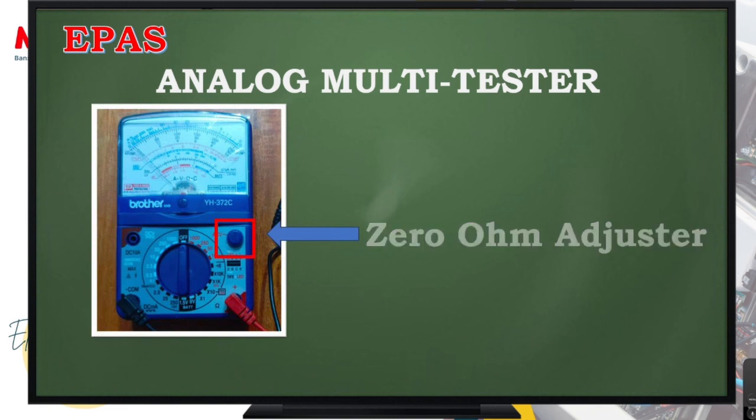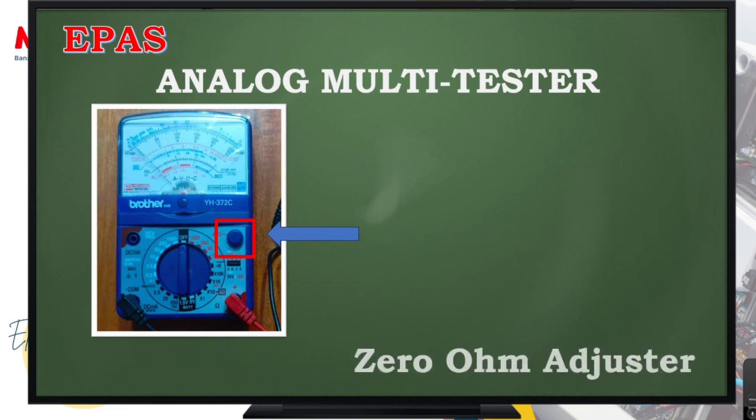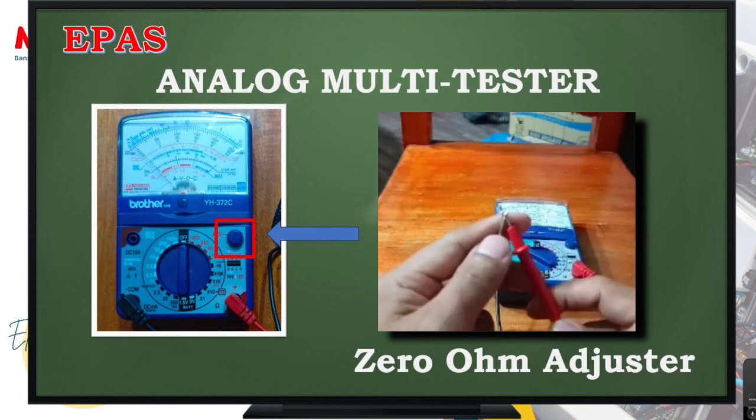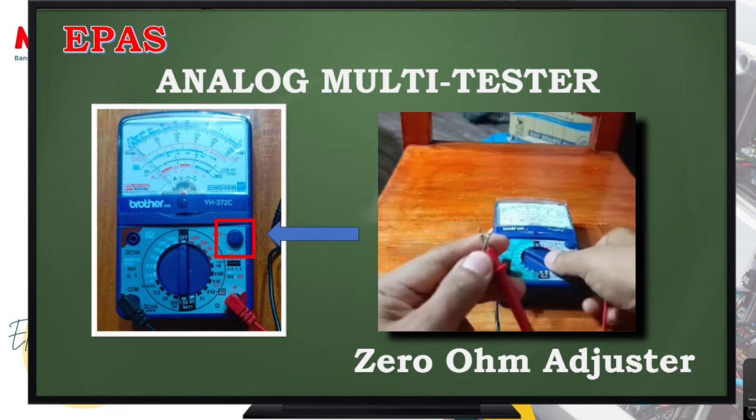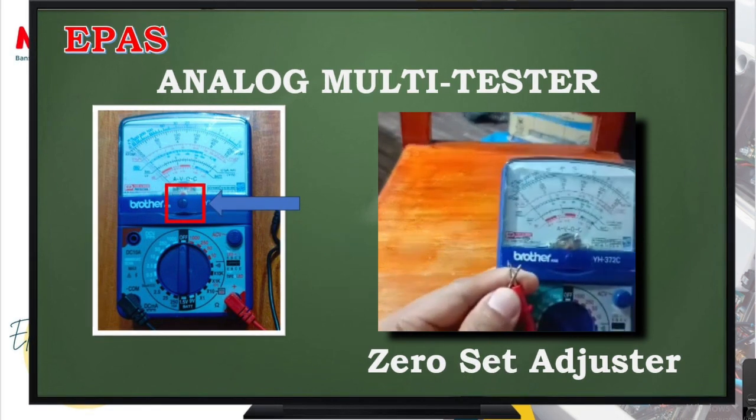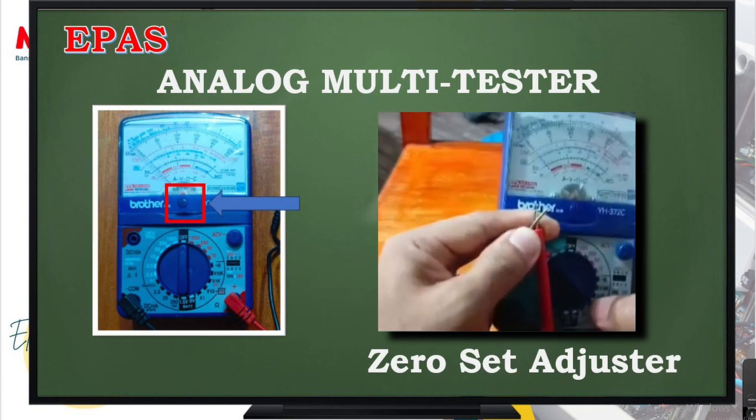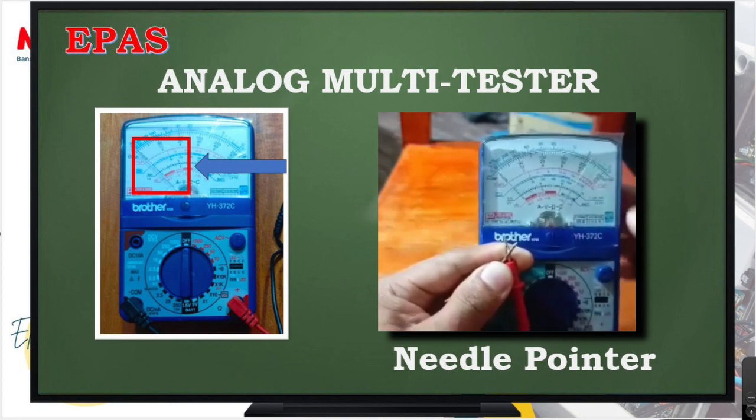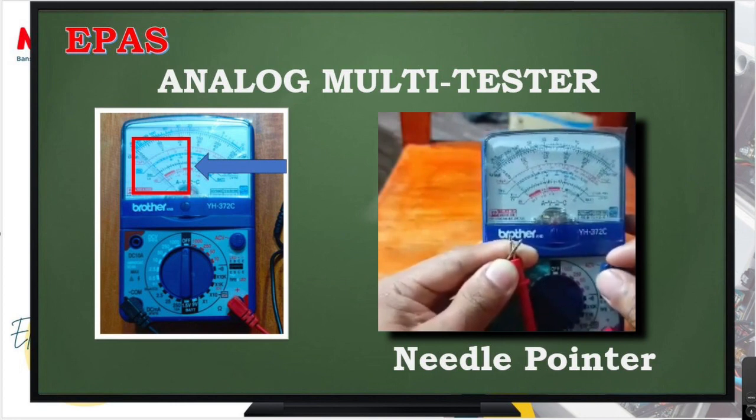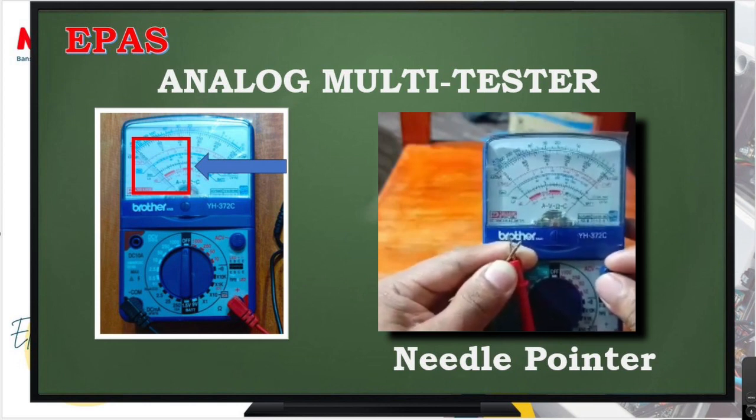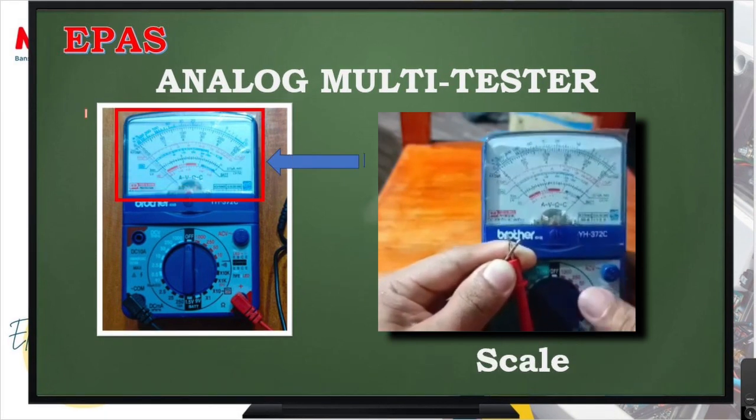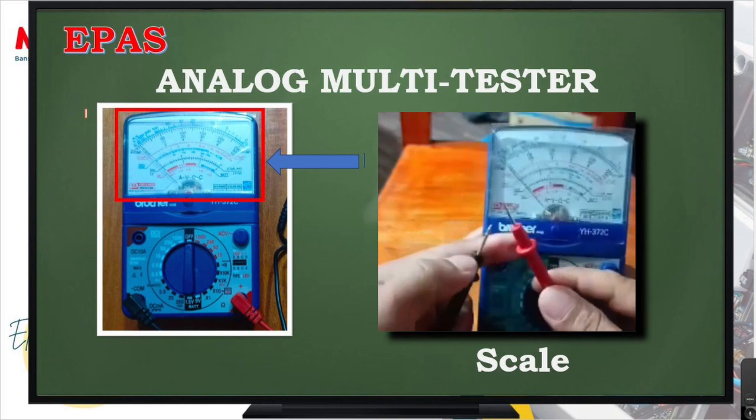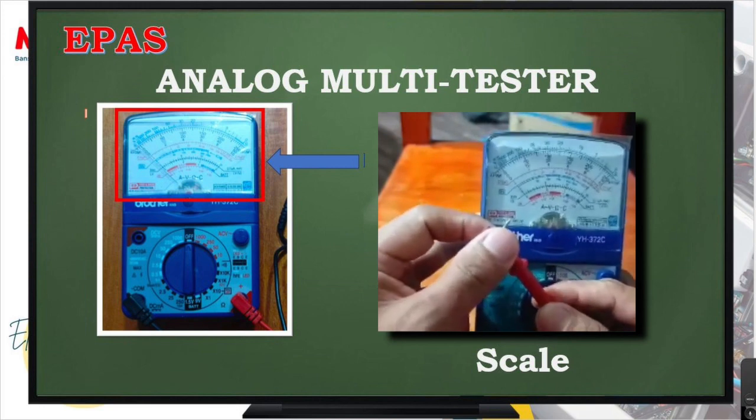Next is the zero ohm adjuster. It is used to calibrate the accuracy of the instrument, especially when it comes to resistance. Another is the zero set adjuster, also used to calibrate the instrument. The needle pointer is the needle-shaped rod that moves over the scale of the meter, which will determine the reading. Lastly, the scale. This indicates the value of resistor, voltage, and current being measured.